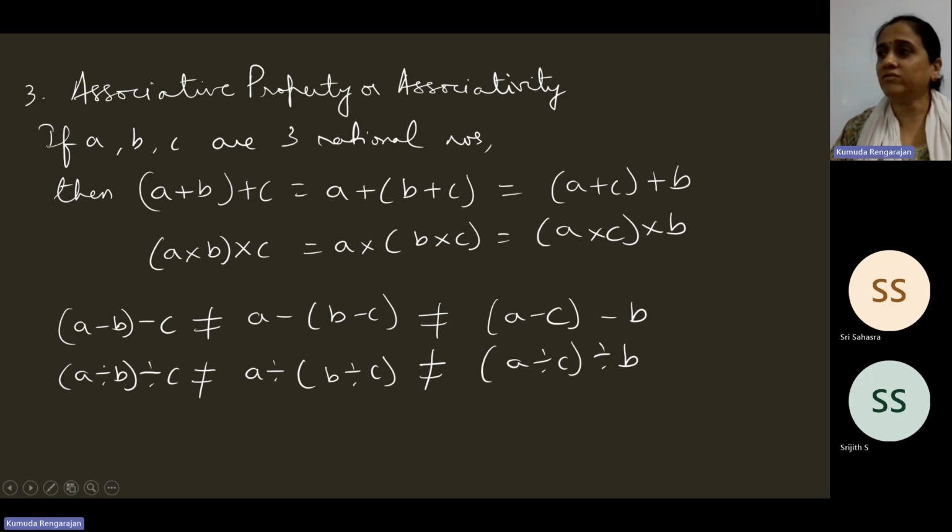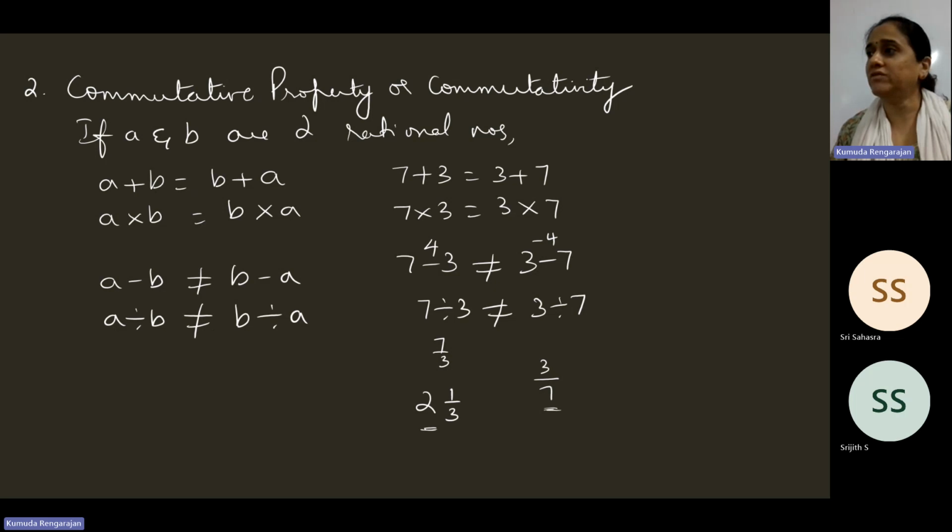See, associative property is about three numbers and adding them, multiplying them in different orders, or subtracting them, dividing them in different orders. And it's true for addition and multiplication, not true for subtraction and division. Associativity is about three numbers. Commutativity is about two numbers. You perform all the operations, addition, subtraction, multiplication, division, but with two numbers. And here also it's true for addition and multiplication, but not for subtraction and division.